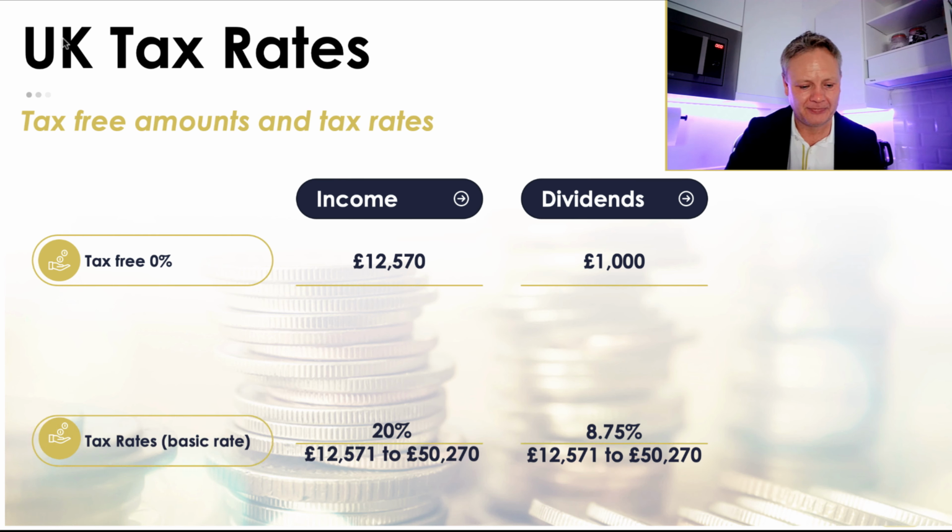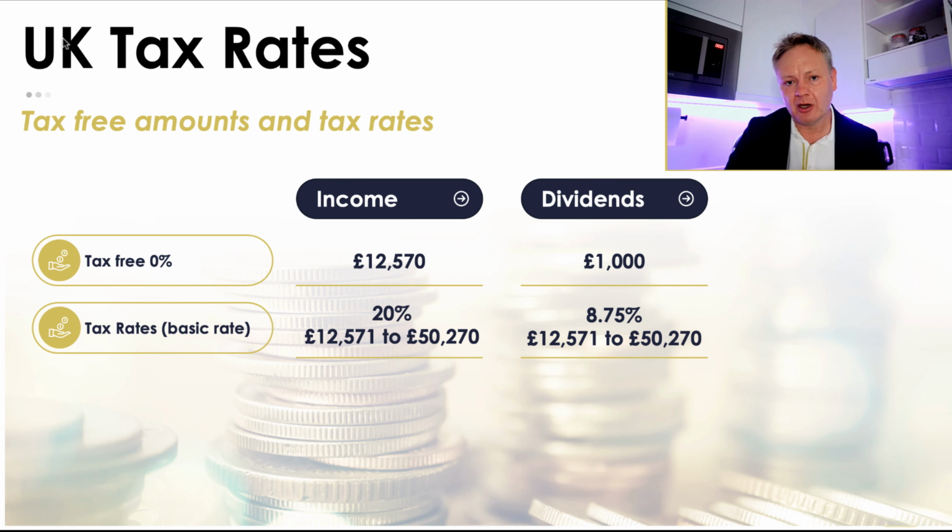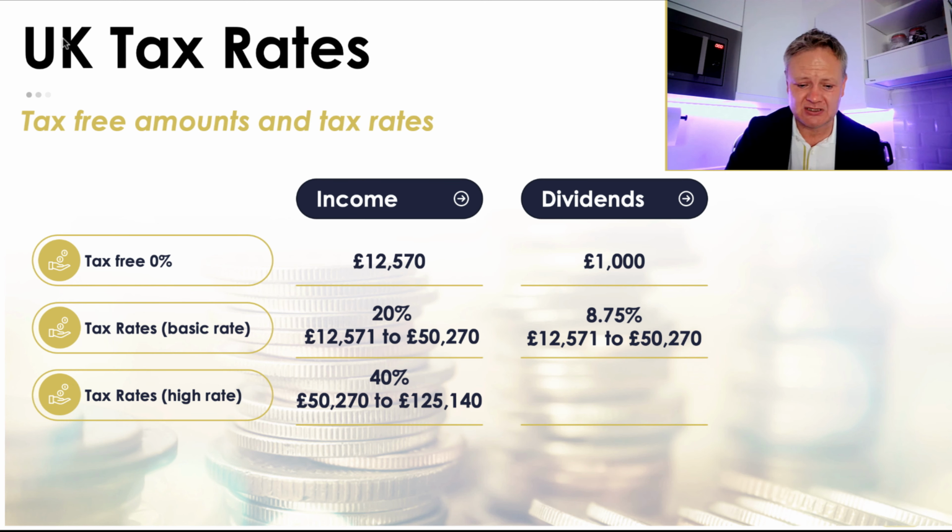Basic rate taxpayers are anyone that earns between 12,571 and 50,270. On income tax, you'll be paying 20% on a normal form of income. I'm talking about self-employment, employment income, that kind of thing. But on dividends, it is less. So if you have UK shares in a UK limited company and you're paid dividends, then you'll be paying the 8.75% rate. So it does encourage investments, basically.